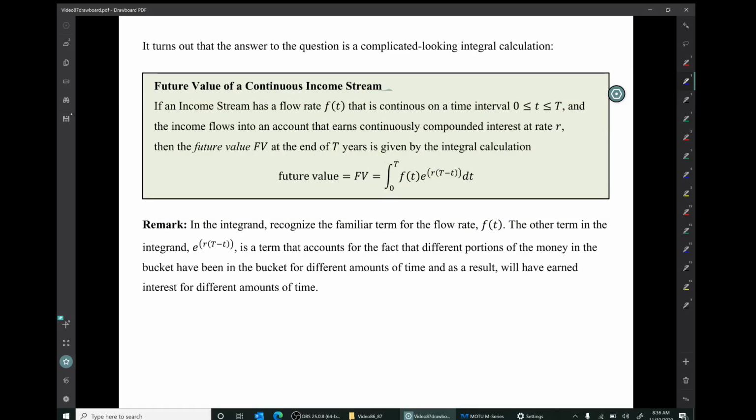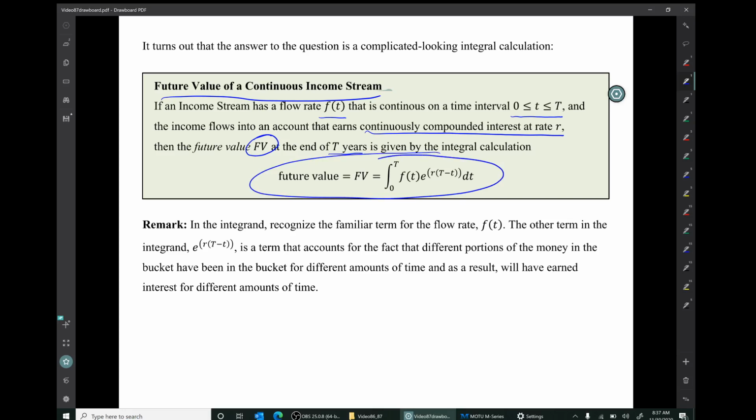It turns out that the answer to the question is a complicated looking integral calculation. It's presented here in this green box, the future value of a continuous income stream. A continuous income stream has flow rate little f of t, and the time interval is t goes from 0 to time capital T, and the income flows into an account that earns continuously compounded interest at rate little r. Then the future value, denoted capital FV, at the end of capital T years is given by this integral calculation.